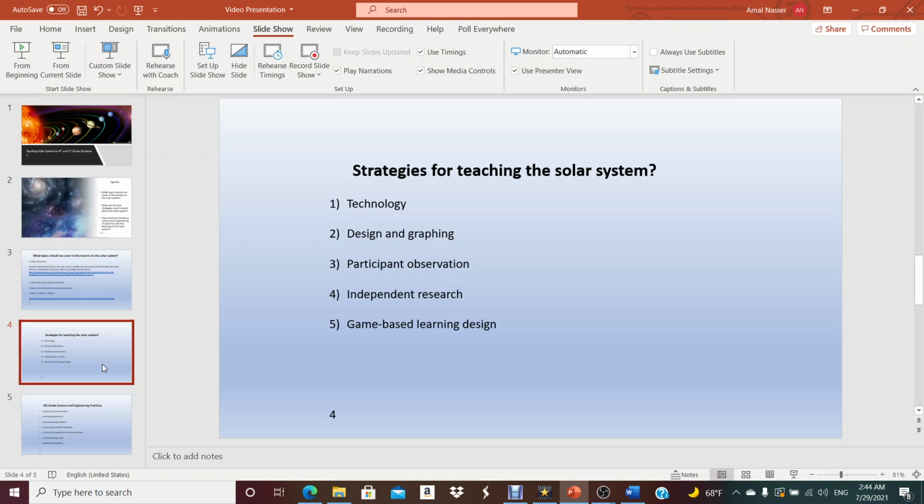Design and graphing are creative, illustrative ways that introduce young learners to the solar system, and a simulation or animation of the solar system could be used to improve learning. Students could be asked to develop their own version of the solar system by hand or with the assistance of a computer simulator.